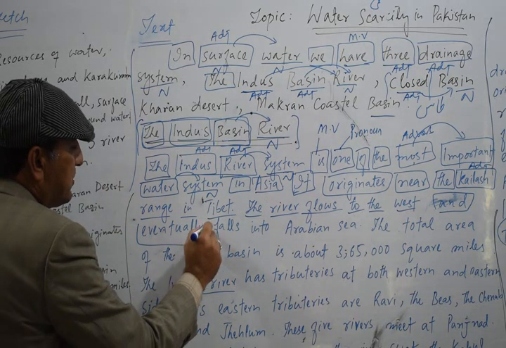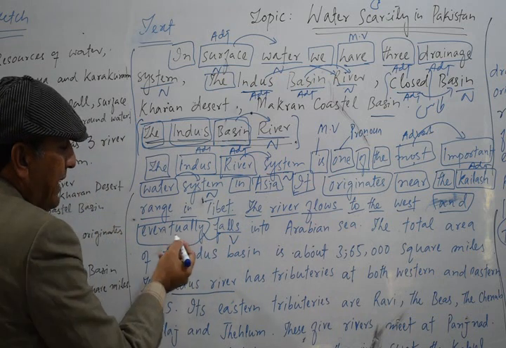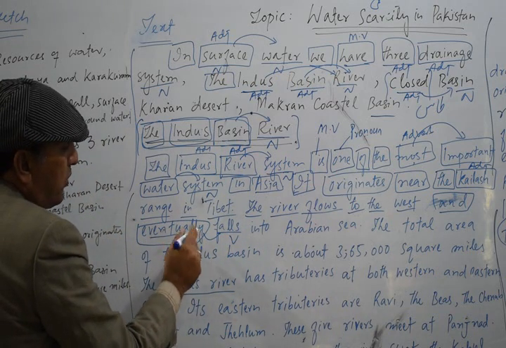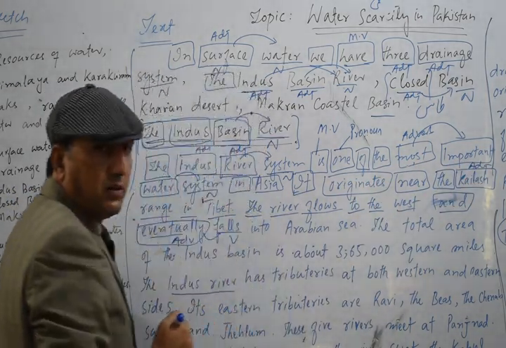Eventually, the word eventually tells us about falls. So falls is a verb. Any word that tells us about a verb, we call it an adverb. So an adverb tells us about a verb, and an adverb also tells us about an adjective.